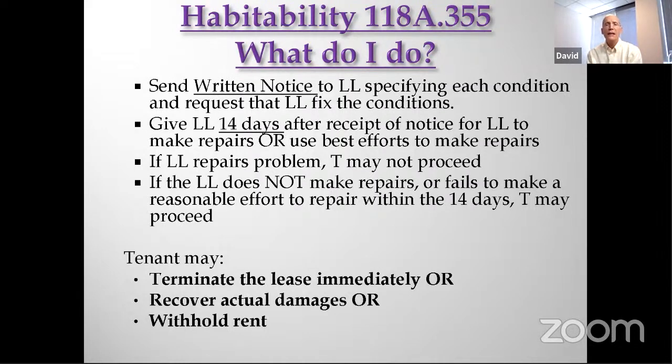If you want to withhold rent for a habitability issue, you're going to issue notice under 118A.355. Given the experience that we have here, if you really want the landlord to fix a problem, withholding the rent is the best way to do that. You're going to provide notice to the landlord and give the landlord 2 weeks, 14 days, to fix the problem. If the landlord doesn't fix the problem or use best efforts to fix the problem, then you can withhold rent, or sue for actual damages.